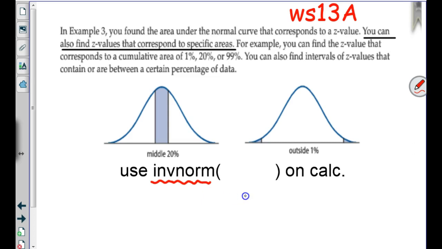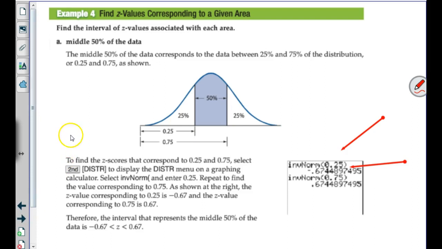So on your calculator, it's the same place, and it's going to work in z-scores. So find the interval of z values associated with the middle 50%. Well, the middle 50% would mean you're at 0.25 below, because remember z-scores, this was 0, and then it went 1 standard deviation above.